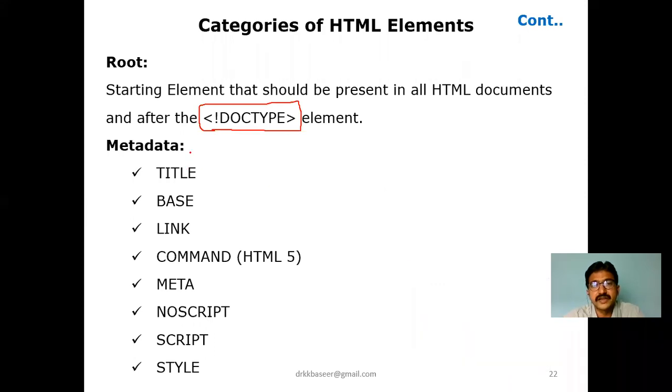Now, the next second category is metadata. Metadata consists of sub elements like title, base, link, command, meta, noscript, script, style. These are the set of elements that come under metadata. So title, you are already aware of.